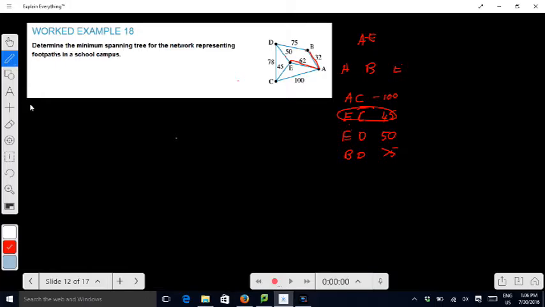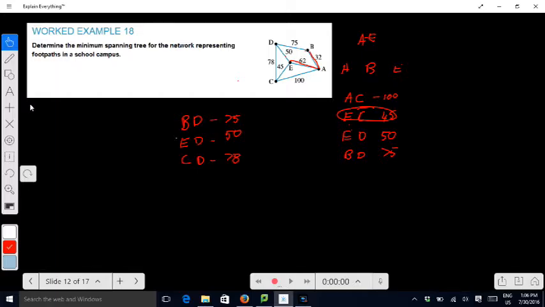The next one, we continue until all vertices have been connected. In this case, only D remains. So looking at D, I've got B to D, which is 75. I've got E to D, which is 50. And I've got C to D, which is 78. So I actually want this one here. Since all the vertices have been connected, this is the minimum spanning tree.